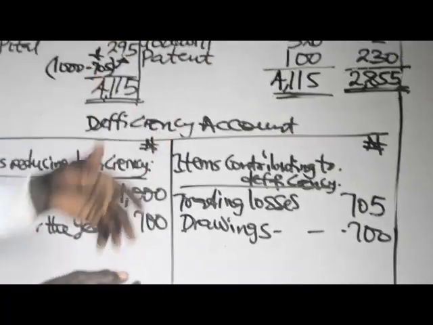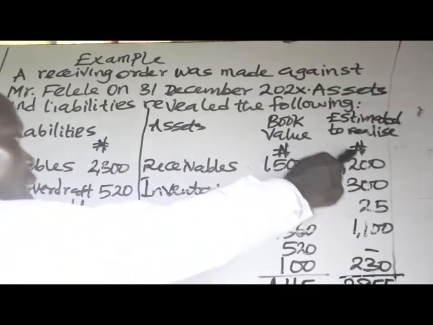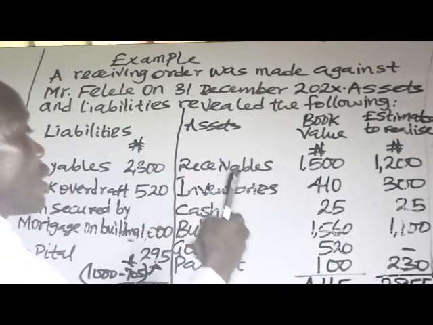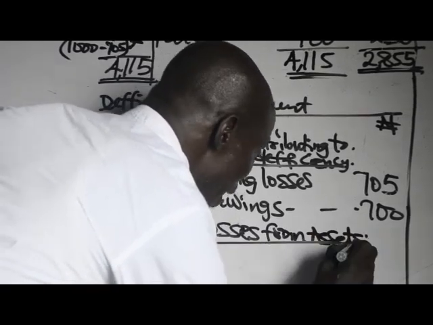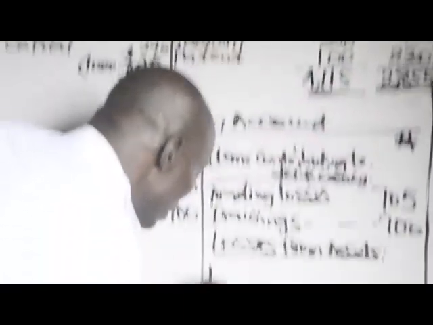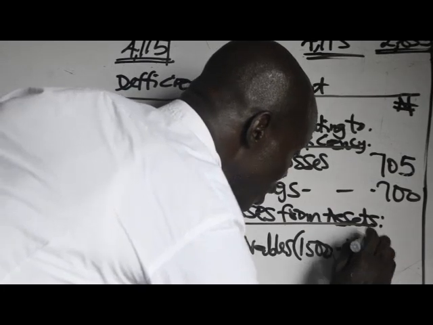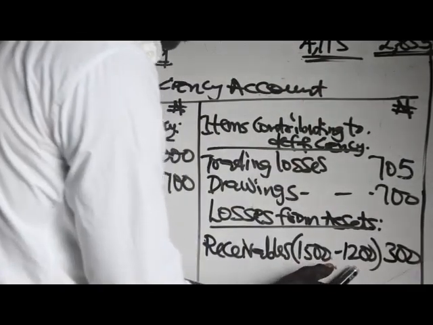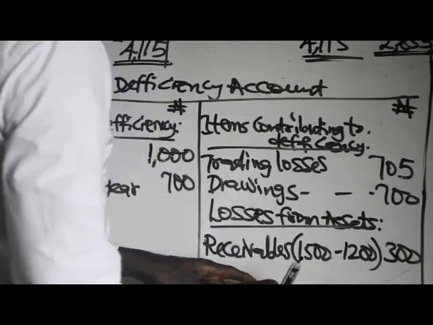Now, let's check your assets. Your receivables. The book value was 1,500. The realizable value is 1,200. The realizable value is lower than the book value. That means that we have a loss of 300. Losses from assets. There is a loss from an asset where the realizable value of an asset is lesser than the book value. So we have receivables. That is the difference between 1,500 and 1,200. That gives us 300. Losses of 300. It is a loss because the realizable value is lower. Since the realizable value is lower than the book value, that means there is a loss.